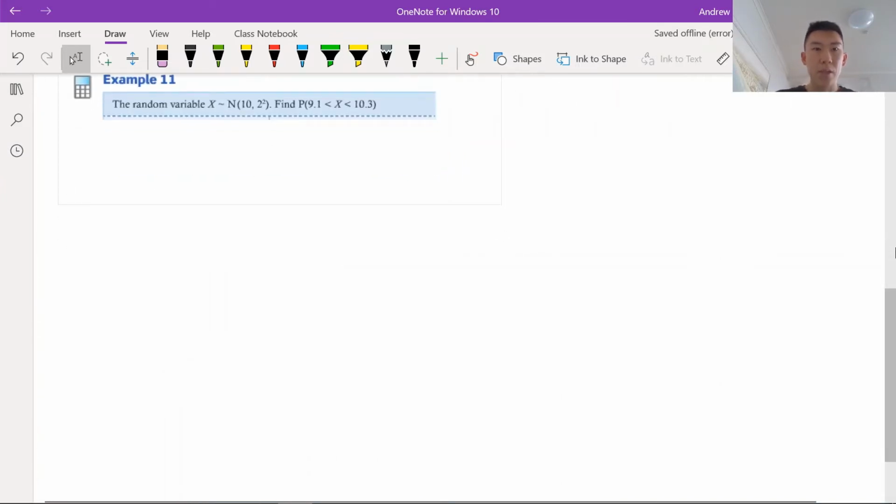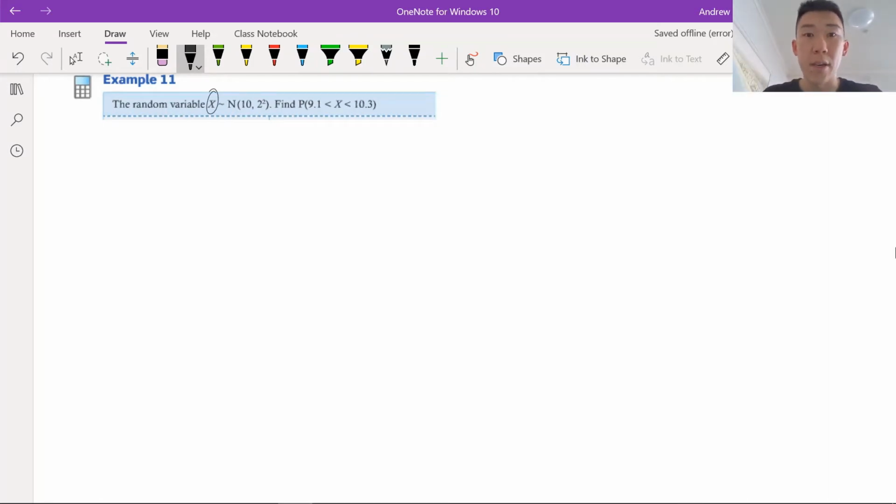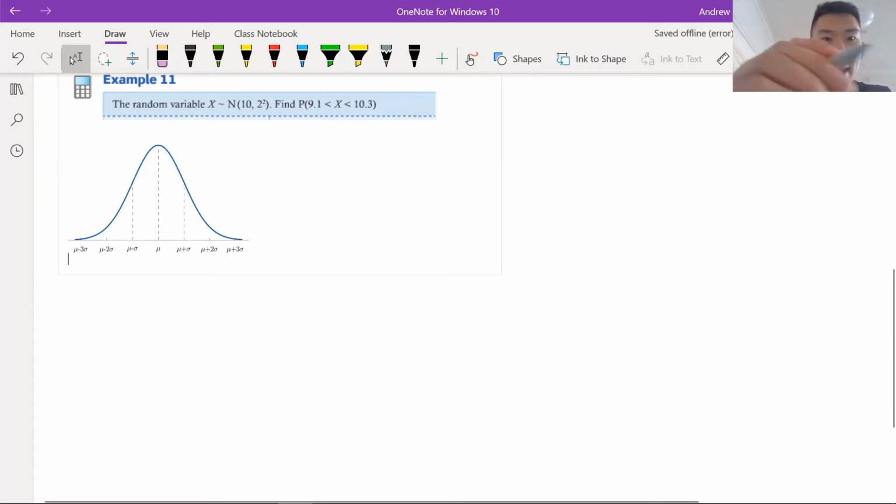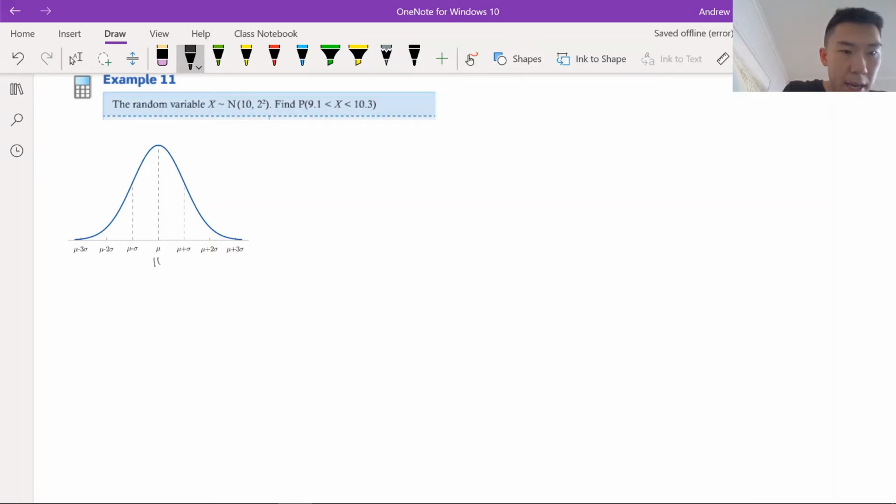So now the difference here is that this distribution, this variable, is not standardized. So what we want to do is, again, draw a sketch. And the mean in this case is 10.